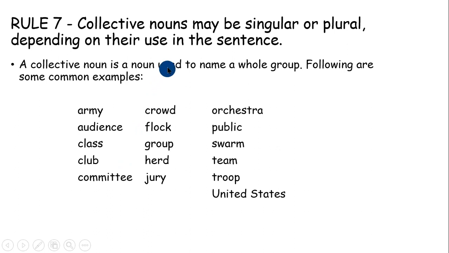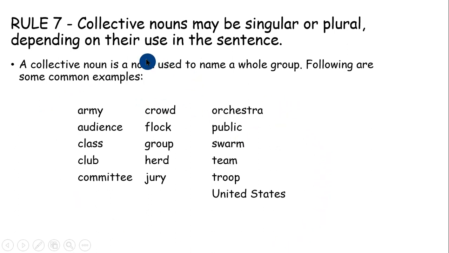Rule number 7, collective nouns may be singular or plural depending upon their use in the sentence. So first of all, let us find out what a collective noun is. A collective noun is a noun used to name a whole group. Following are some common examples. These are examples of collective nouns where you are naming an entire group. For example, army. Army is not a single person. It could be 200 soldiers, 1000 soldiers. Crowd, many people. Orchestra, many people. Audience, thousands of people. Public, thousands of people. So these are all collective nouns, which means a group of people, right?